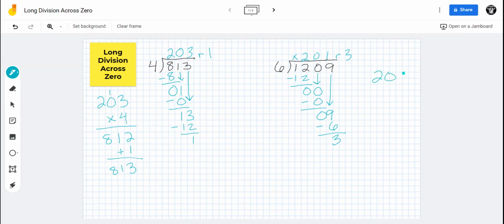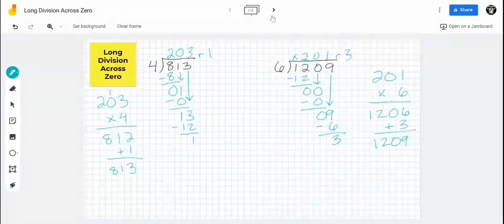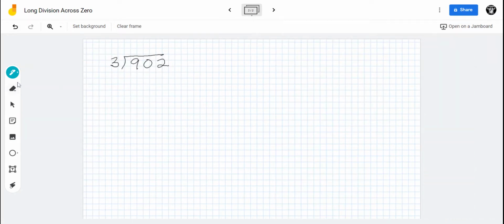We will go ahead and multiply out for our check answer. So we're going to say 201 times 6. So 6 times 1 is 6, 6 times 0, and 6 times 2, and we get 1,206. We will add our remainder back, and now we have 1,209, which was our original dividend. Let's do one more sample problem.